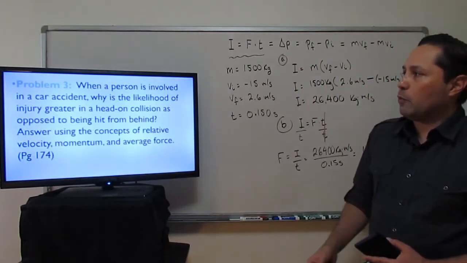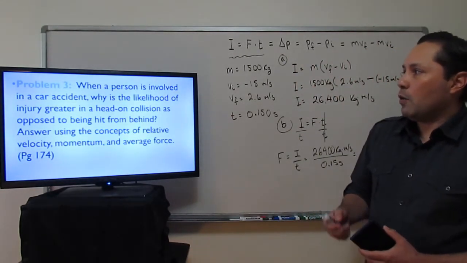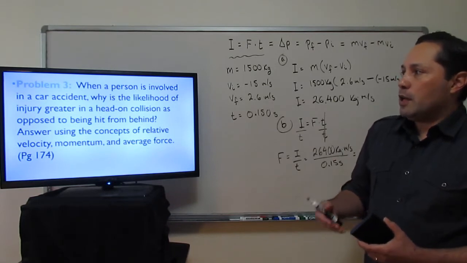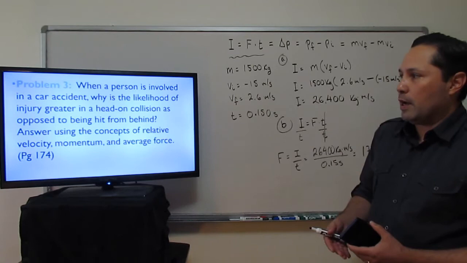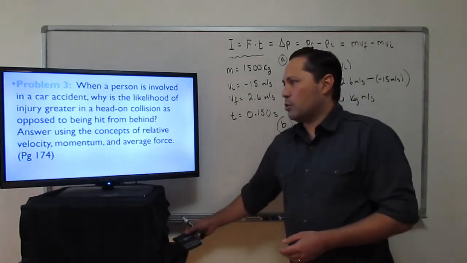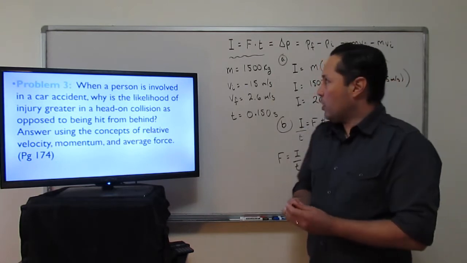Problem number 3, we're asked the following question. When a person is involved in a car accident, why is the likelihood of injury greater in a head-on collision as opposed to being hit from behind? Answer using the concepts of relative velocity, momentum, and average force. Alright, so let's go ahead and do that.